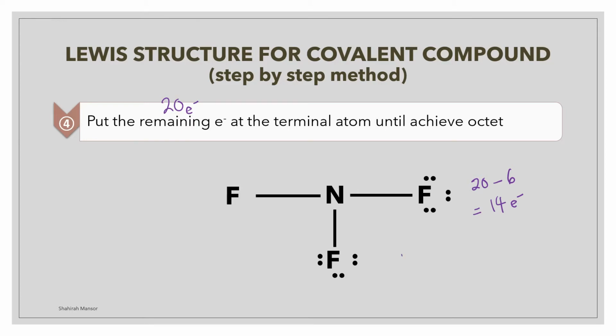So by doing this, 14 tolak dengan 6, kita masih ada baki sebanyak 8 electrons. So again, check stability for this fluorine. So we have 2, 4, 6, 8. So this fluorine sudah pun mencapai octet.